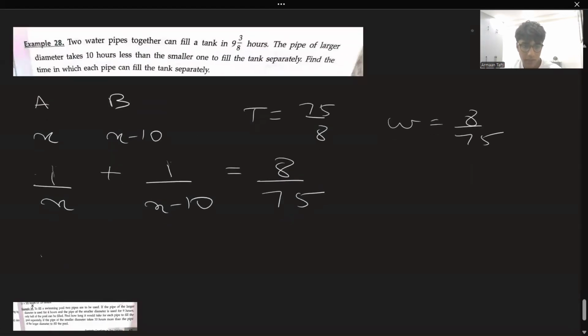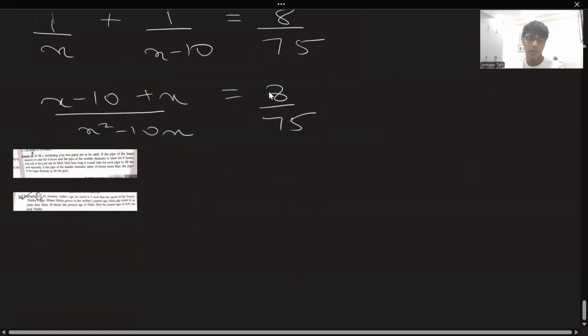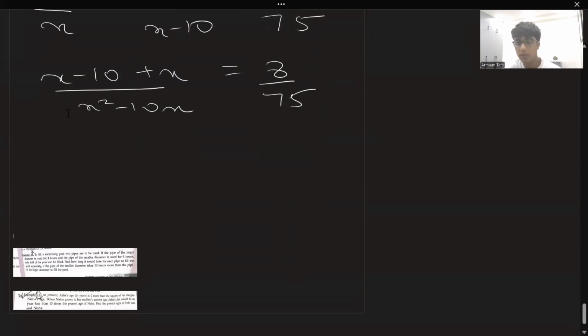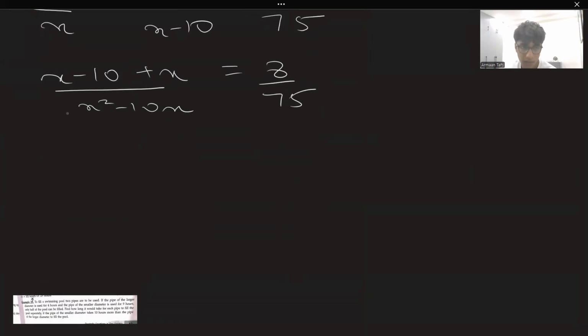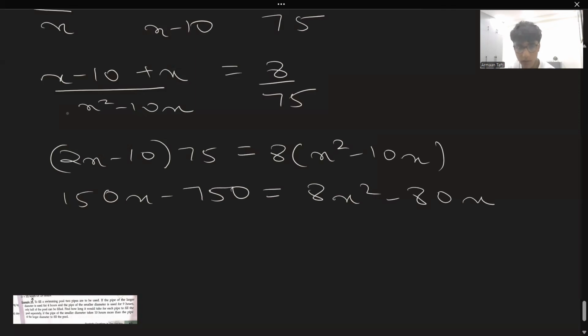So that's x minus 10 plus x by x squared minus 10x, taking an LCM, is equal to 8 over 75. I'll re-explain this concept on how I got 8 over 75 in the end. First, let's get our answer once, and then we can go back to that. So if we simplify this, we have 2x minus 10 times 75 equals 8 times x squared minus 10x, right? 2 75s are 150x minus 750 equals 8x squared minus 80x, right?